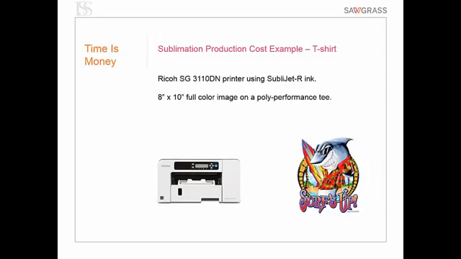So let me just give you an example so you can better understand the time factor. We're going to use here a t-shirt that we're going to sublimate. And in this case, I'm going to use the Ricoh 3110 printer using Sublimate R ink. So I like to define the variables. We're going to do an 8-inch by 10-inch full color image on a Poly Performance T. So you can see that image that we're going to do right here on the right-hand side as a reference. So let's see what that costs for me to put on there.